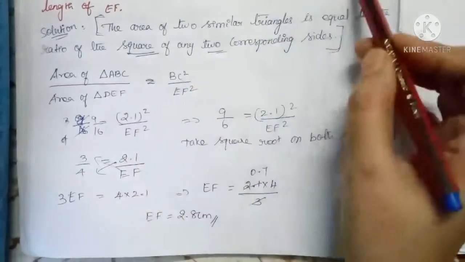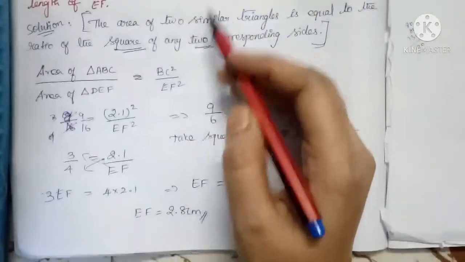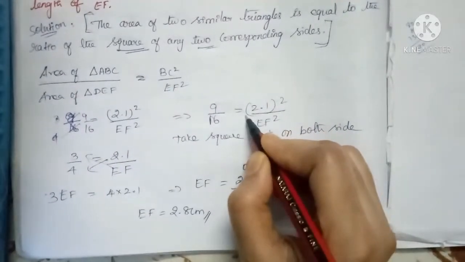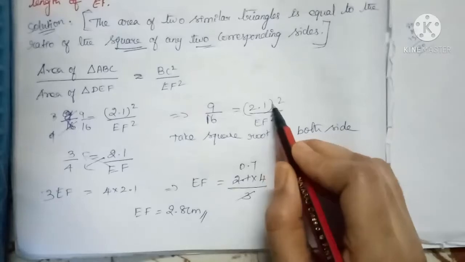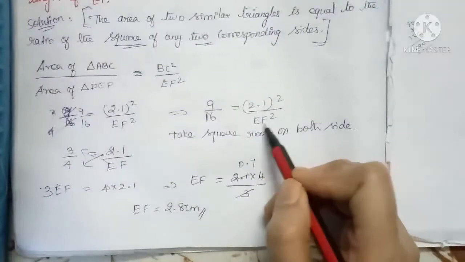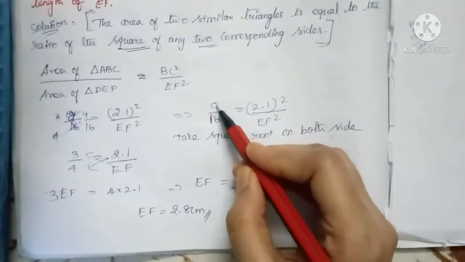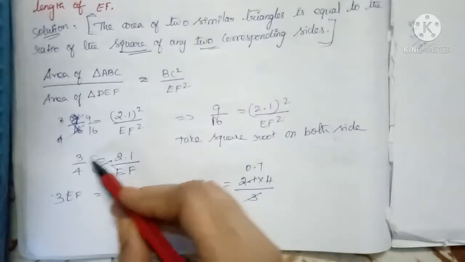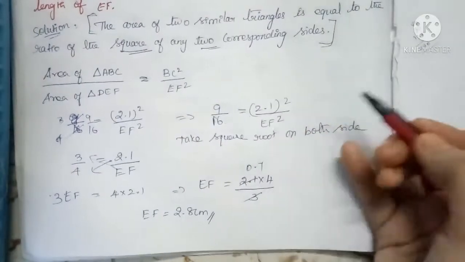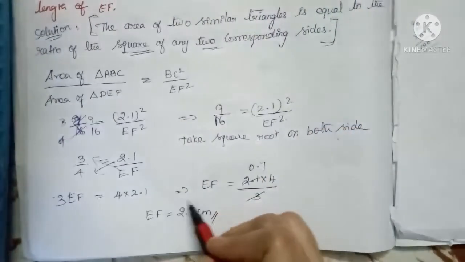Now the area of ABC is 9 cm square and the area of DEF is 16 cm square. So 9 by 16 is equal to BC value, which is 2.1. It is given in the question. Square is there, so 2.1 the whole square divided by EF square. Take square root on both sides. 9 square root is 3 and 16 square root is 4, is equal to, the square will be cancelled, 2.1 by EF.